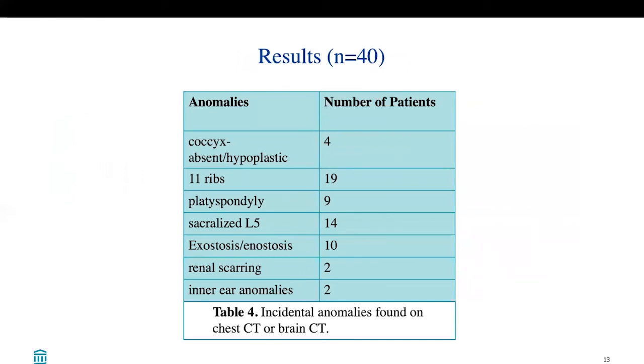Lastly, here are some additional findings that have surfaced from our systematic review of the images. These were seen from either chest CTs or head CTs. We do anticipate these numbers to increase as we continue to review the images that we do not have.